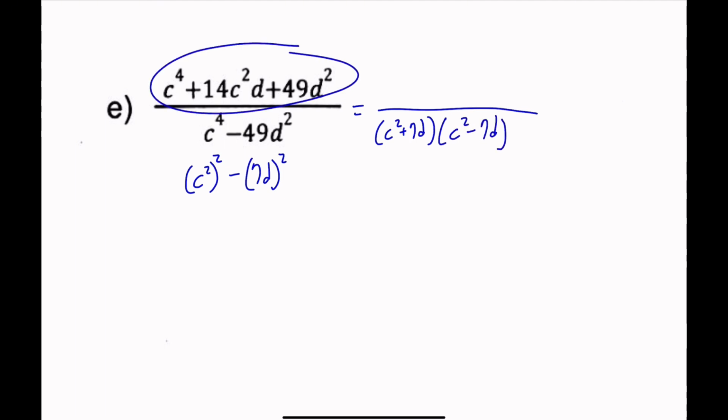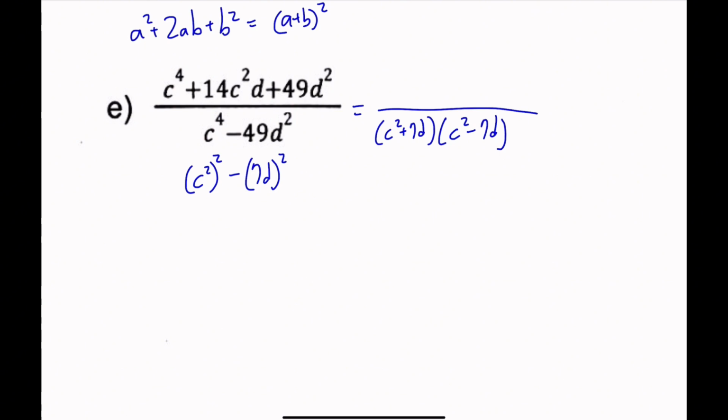And then this one, you see, this is kind of in the form of a squared plus 2ab plus b squared, right? And we know that this is equal to a plus b, squared. And so in this case, a is going to be c squared, and then b is going to be 7d. And 2 times a times b becomes 14c squared d pretty quickly. And so we can now see that this thing is equal to c squared plus 7d, squared, right?